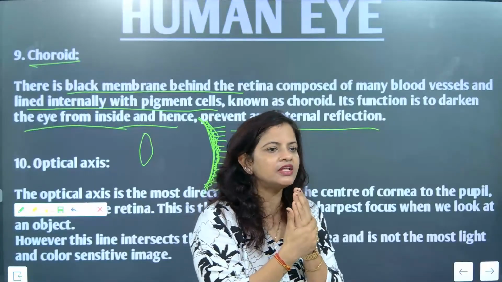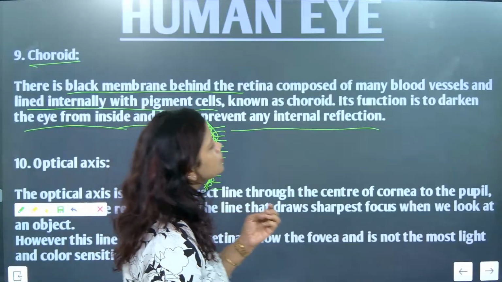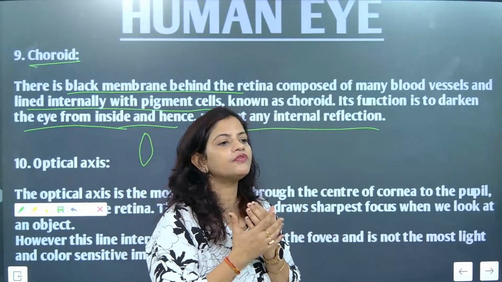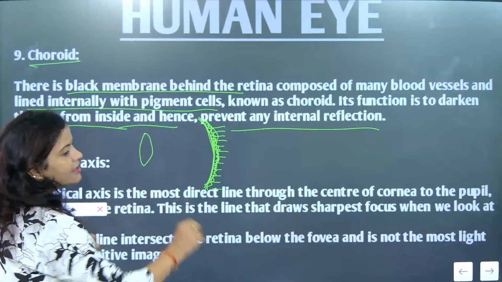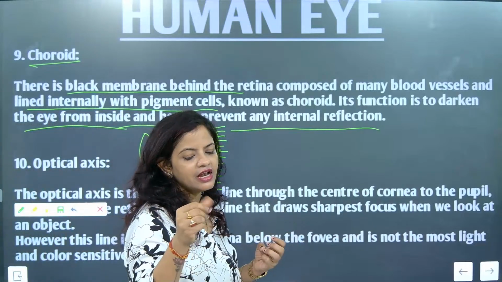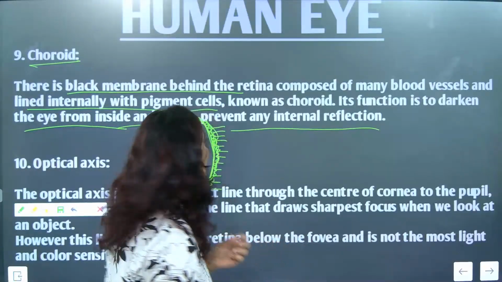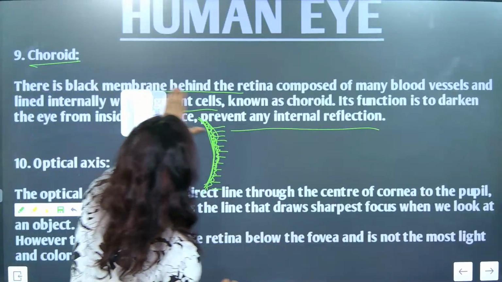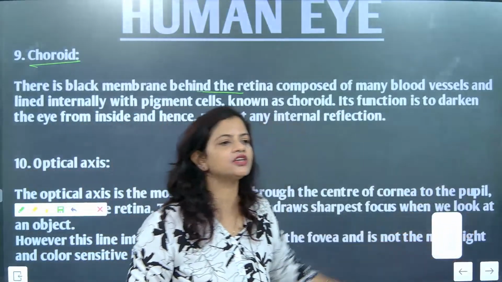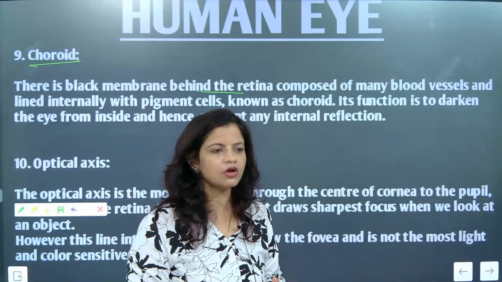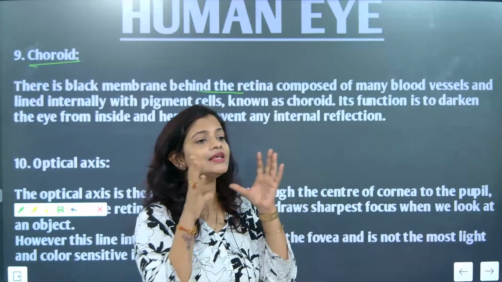Again I am explaining this part. Back of the retina is having a black membrane. Understood? It is connected with, composed of many blood vessels, and lined internally with pigment cells. Lined internally with what type of cells? Okay. And hence it prevents internal reflection. Understood or not? Why does internal reflection have to be prevented? So that you can see the image clearly.